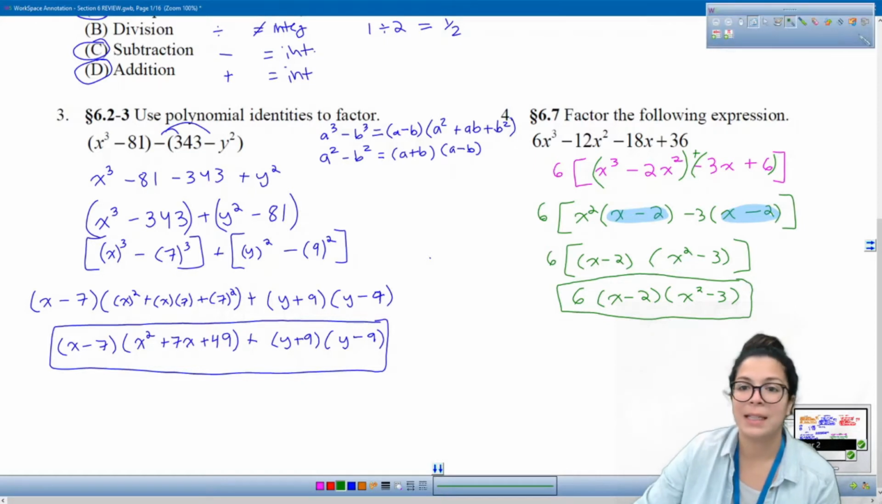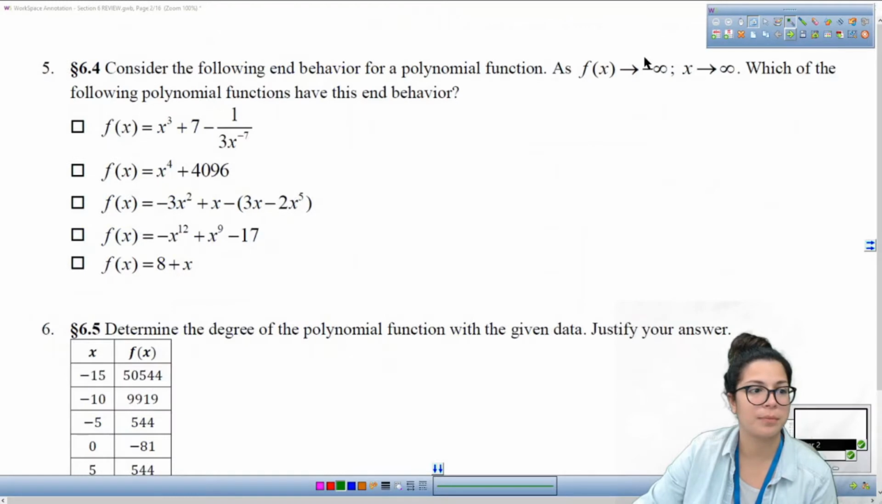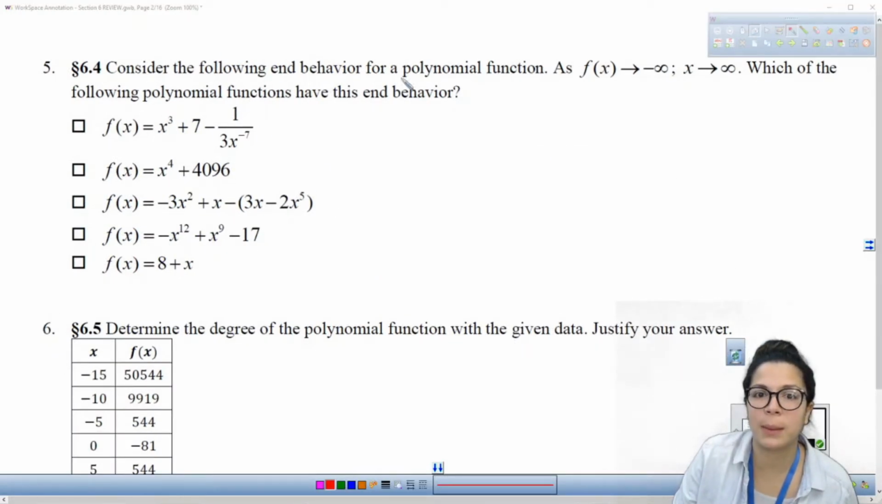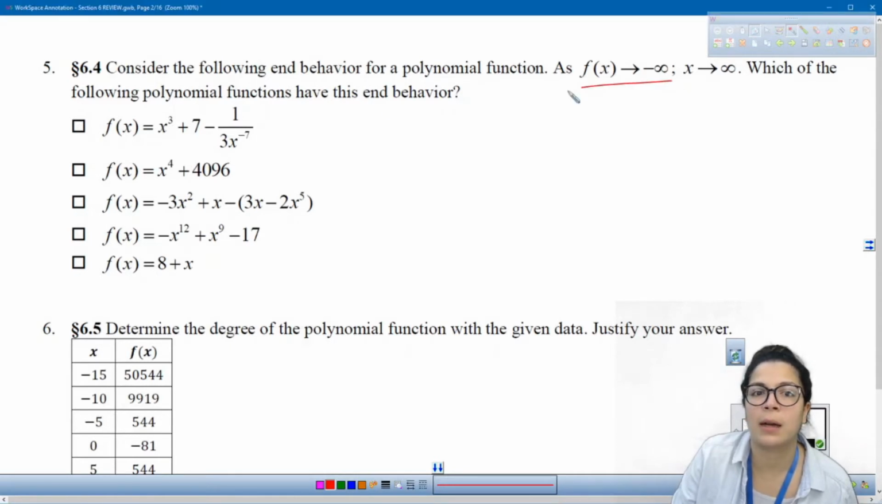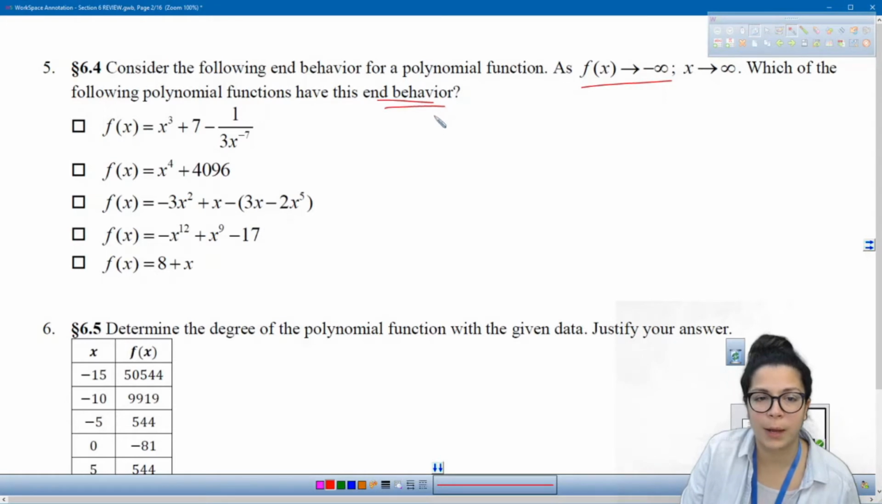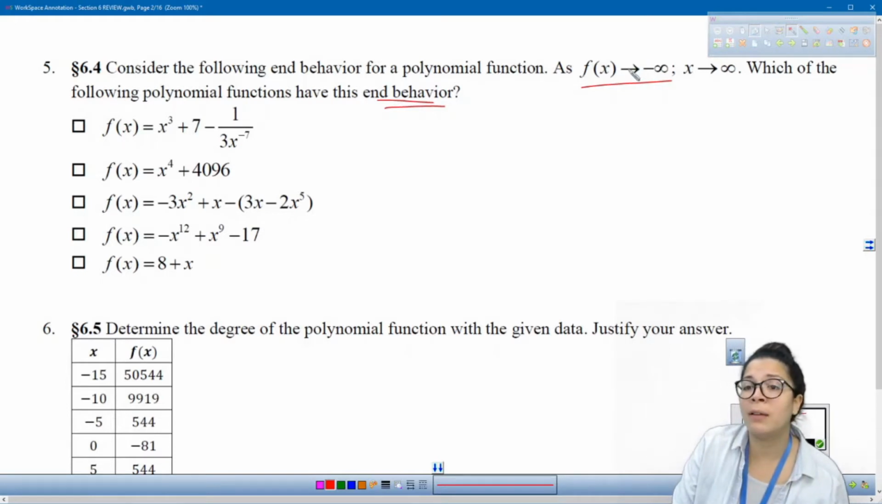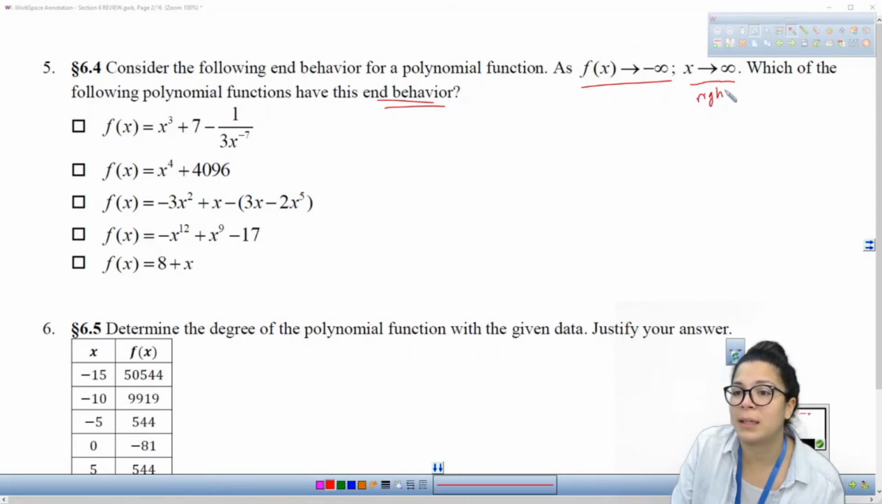All right, let's continue on to number 5. For number 5, we need to consider the following end behavior, and they're asking us which of these functions has this end behavior. What does this say? This says the y value goes down as the x value goes up. So the x value goes up, that's the right side, and the y value is going down.